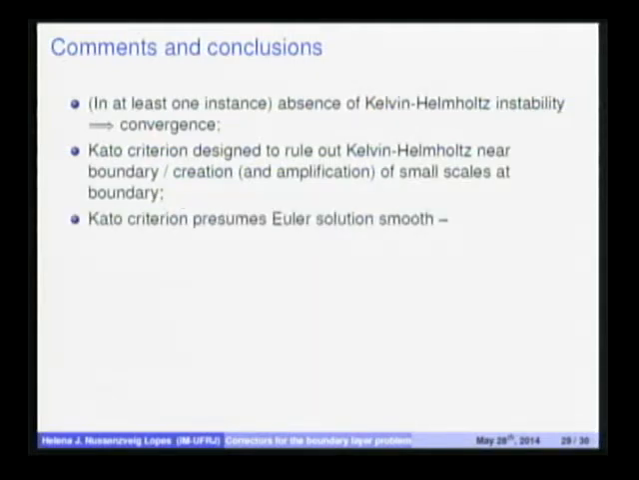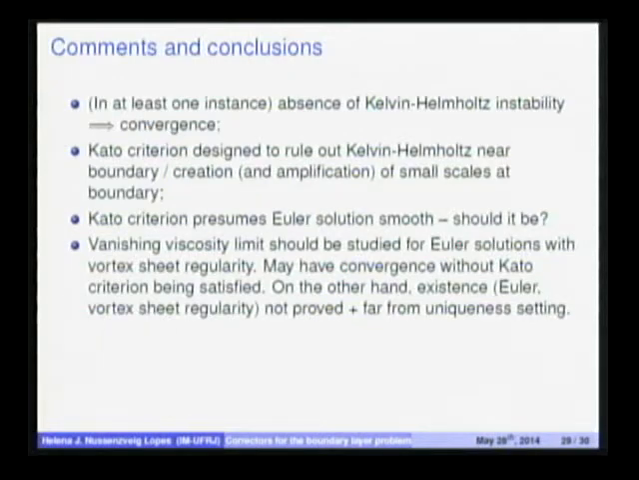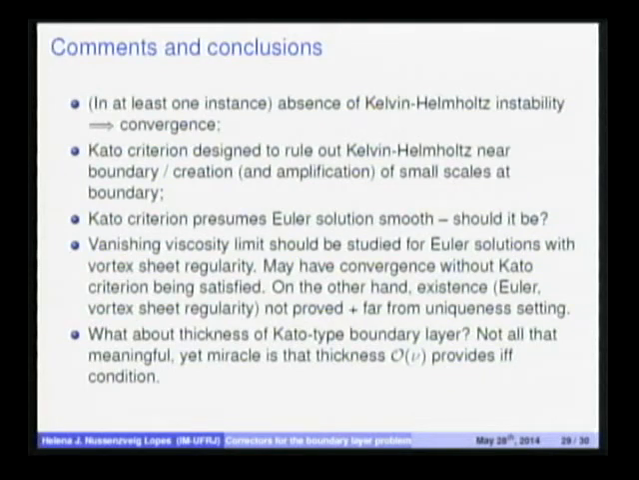Now, the Kato criterion presumes that the solution to the Euler equations is smooth. And the question is, should it be? Is that a good assumption? Is that a reasonable hypothesis? Perhaps instead, we should be studying the vanishing viscosity limit for Euler solutions with vortex sheet regularity. In this case, we may have convergence without the Kato criterion being satisfied. On the other hand, existence at this level of regularity has not been established. For general vortex sheet regularity, it's not proved, and these problems, I believe, are intimately related: the lack of an existence result and the vanishing viscosity limit. And of course, it's very far from the uniqueness setting. We don't even have existence, let alone uniqueness.